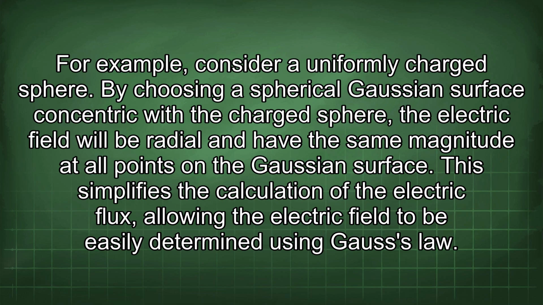By choosing a spherical Gaussian surface concentric with the charged sphere, the electric field will be radial and have the same magnitude at all points on the Gaussian surface. This simplifies the calculation of the electric flux, allowing the electric field to be easily determined using Gauss's law.